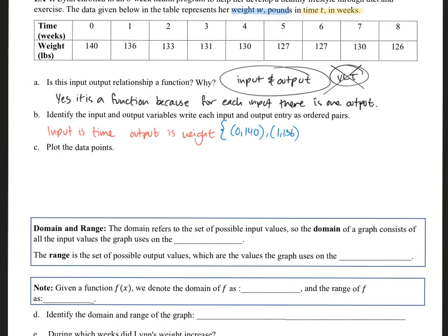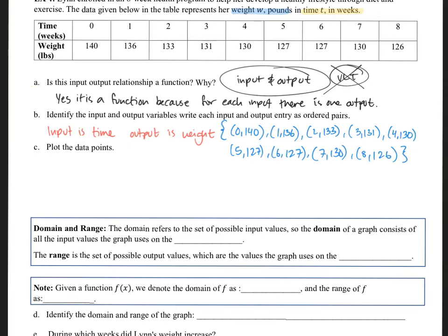So pause the video and write down the other ordered pairs. 2, 133 from there. 3, 131. 4, 130. 5, I ran out of room there. 127. 6, 127. Oh, she's going down in weight. 7, 130. Oh, she went up a few pounds. 8, 126. And let's plot the data points.